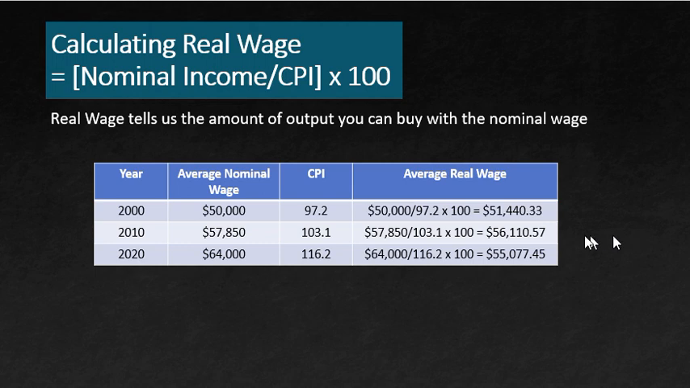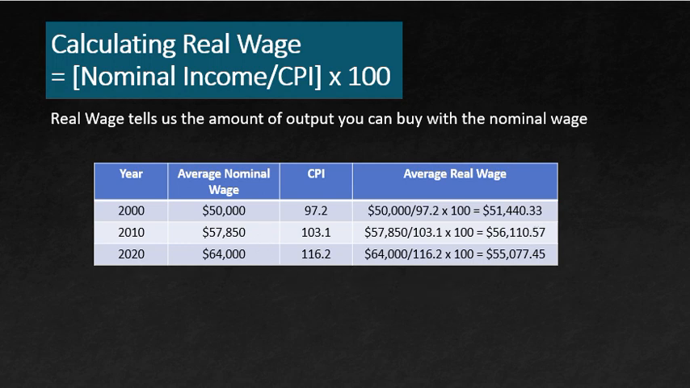So let's say in year 2000, the average nominal wage was 50,000. If the CPI in 2000 was 97.2, we would take our nominal wage, the 50,000, divide by the CPI, multiply that by 100, and the average real wage would be $51,440.33.